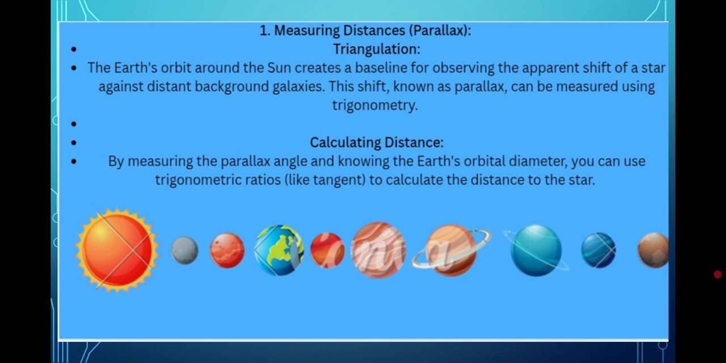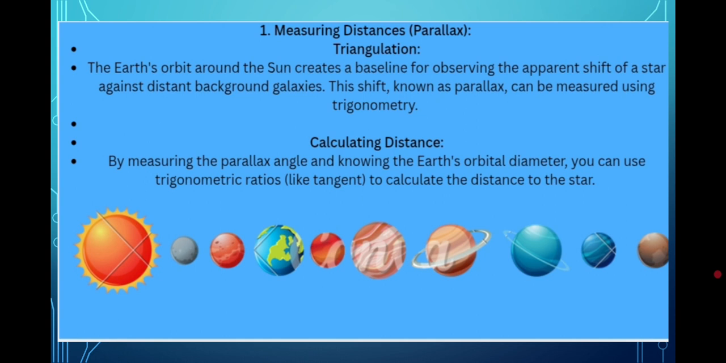Parallax means the apparent displacement, or the difference in apparent direction, of an object seen from two different points. The Earth's orbit around the sun creates the baseline for observing the apparent shift of a star against the distant background galaxy. This shift, known as parallax, can be measured using trigonometry.